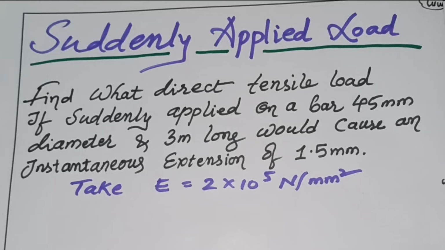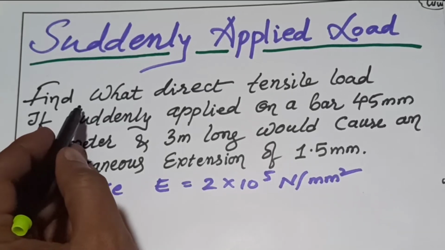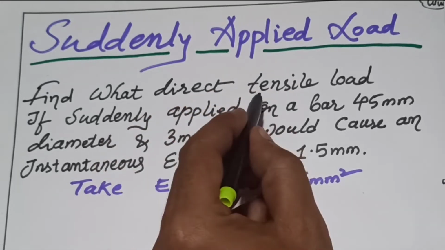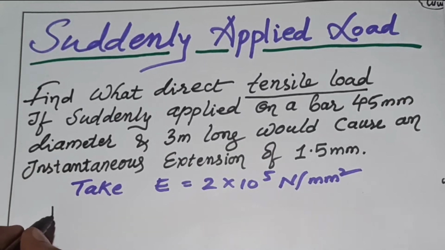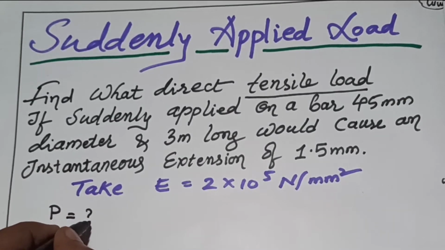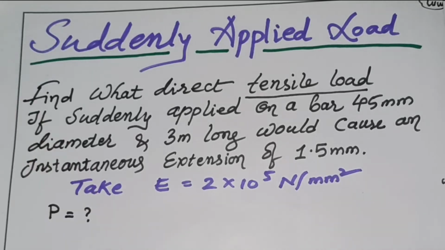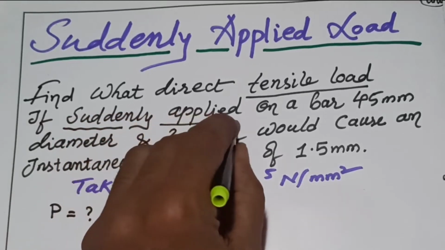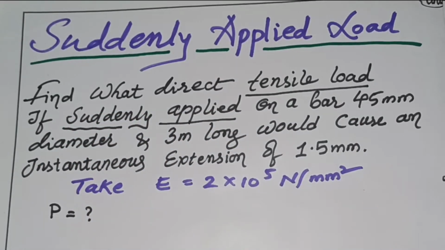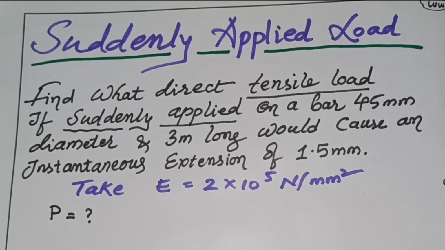Now in a problem, you have to first identify whether it is a gradually applied load, suddenly applied load, or impact load. In the question it may be given clearly. So now let me read the question. Find what direct tensile load. Here you need to find the load. Let us take the load as P. You need to find that load if the load is applied suddenly on a bar. So it is a case of suddenly applied load.